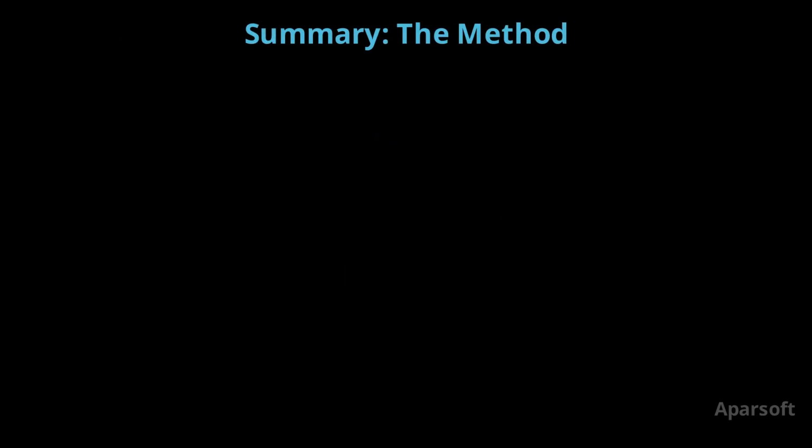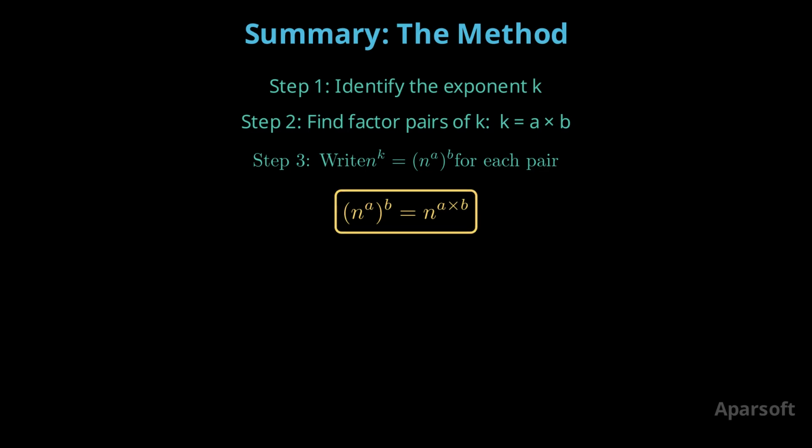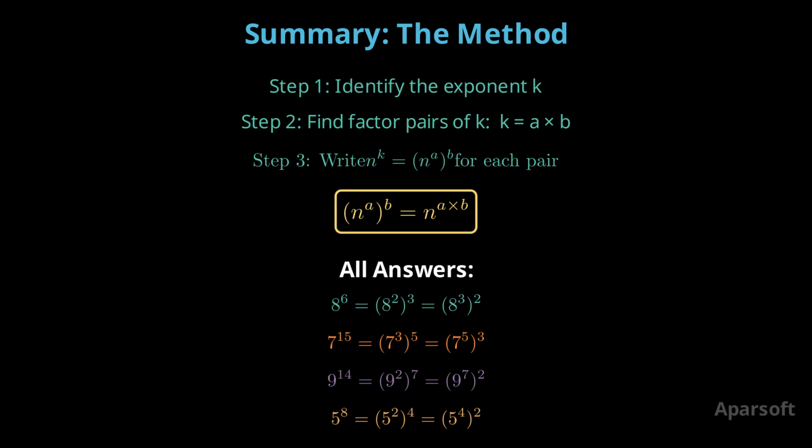Let us lock in the method. Step 1. Grab the exponent. Step 2. Crack it into factor pairs. Step 3. Each factor pair becomes a power of a power. The rule that makes it all work. n to the a raised to the b equals n to the a times b. And here are all 4 answers neat and clean.